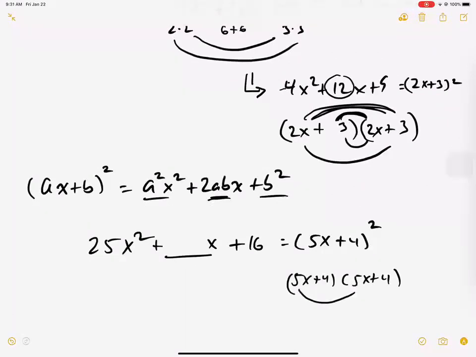We know 5x and 5x is 25x squared. We know 4 times 4 is 16. What was that middle term? We would need exactly the same 20x and 20x. 20x plus 20x is 40x. So the rule is simply this. If I just take the number in the front and the number in the back, multiply them, 5 times 4 is 20, and double it, we end up with our middle term.